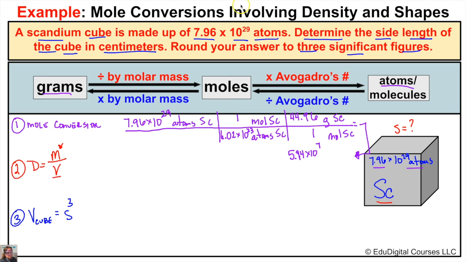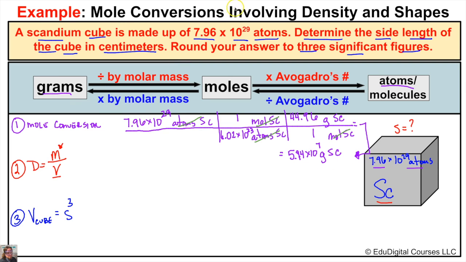What unit is left over? Well, if we take a close look here, let's see what ends up canceling out. We have atoms of scandium on top and bottom. They will cancel. We have moles of scandium on top and bottom. They will cancel. And so the unit left over here is going to be grams of scandium. But this is not our final answer. This is just the mass of this cube.